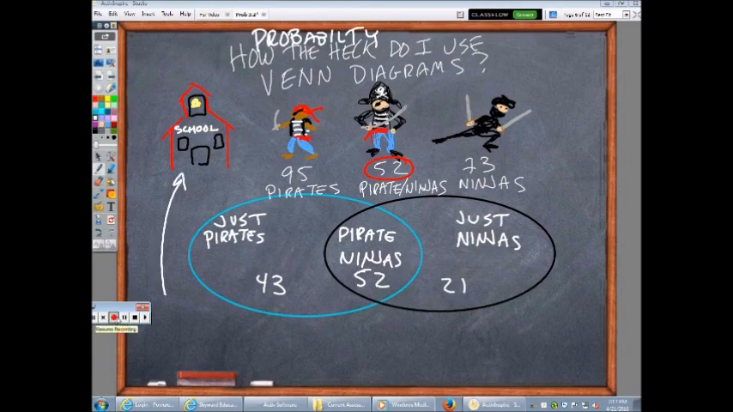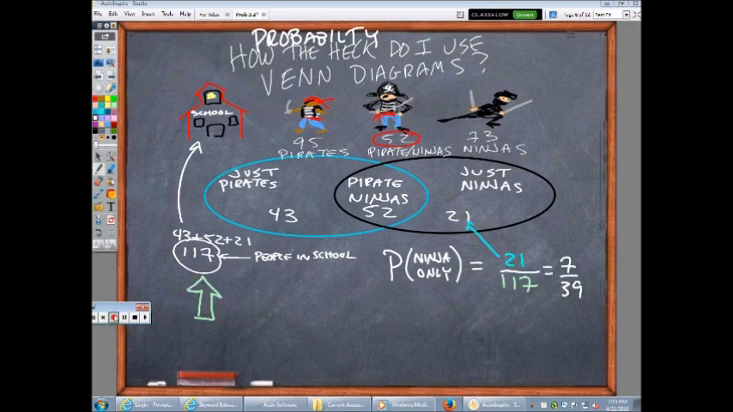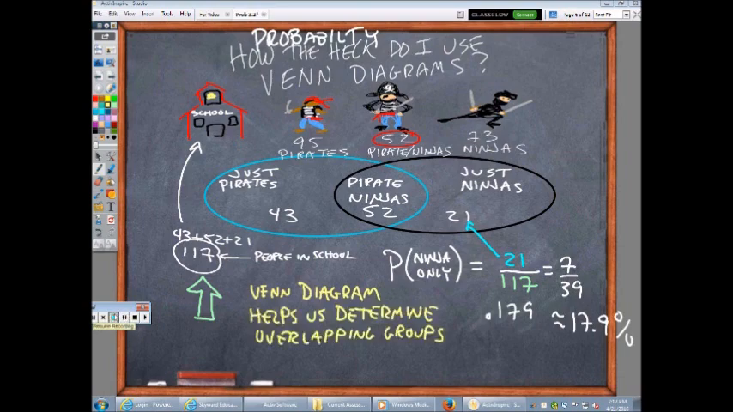Now, if we look at the number of people who are going to our school, it's 43 just pirates and 52 pirate ninjas, 21 ninjas, for 117. We're going to use that as a denominator for figuring, say, a probability of people being ninjas only. We have 21 ninjas only over 117 total people, 7 out of 39. That's going to work out to about 17.9% probability that a student is just a ninja. We use the Venn diagram to determine overlapping groups in our sample space.